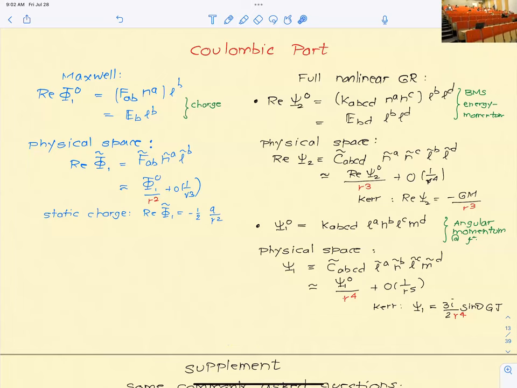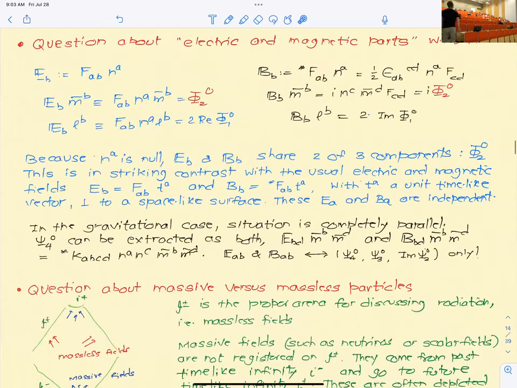And just by convention, the field which falls like 1 upon r for the scalar field, Maxwell field, gravitational field is called the radiation field. But as we'll see today, in fact, radiative content is contained in something else: psi 3 naught, psi 4 naught, as well as the imaginary part of psi 2 naught. On the other hand, the real part of psi 2 naught and also psi 1 naught have Coulombic information. So that is where we were.